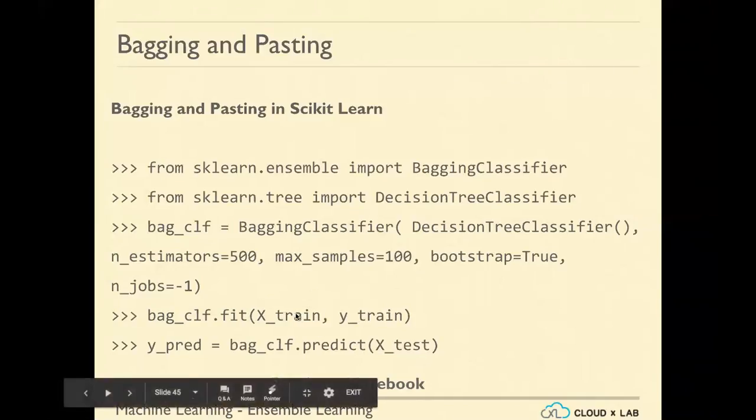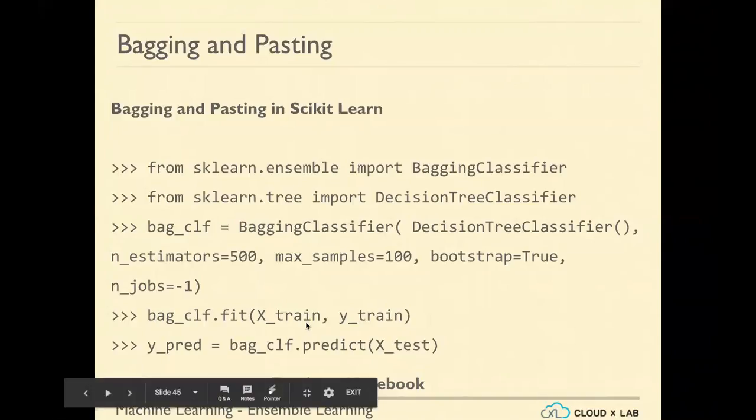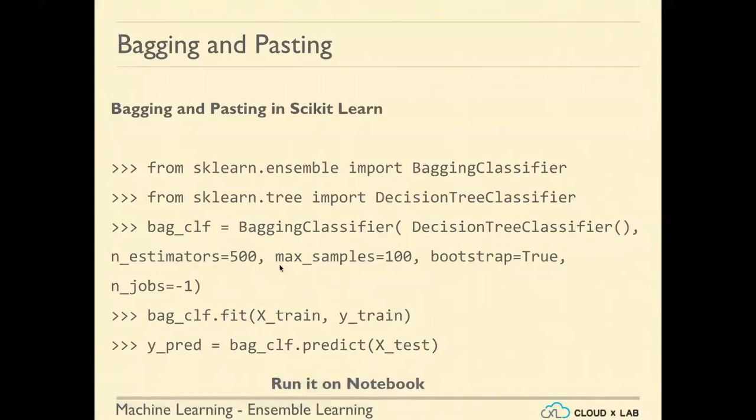When we call fit, we're going to pass this data, X train and Y train. This is our input data and input instances, and this is our target. Now, when we say max samples, that means while picking the data from X train, it'll pick about 100 instances, and we'll feed each of those 100 instances to 500 such estimators.